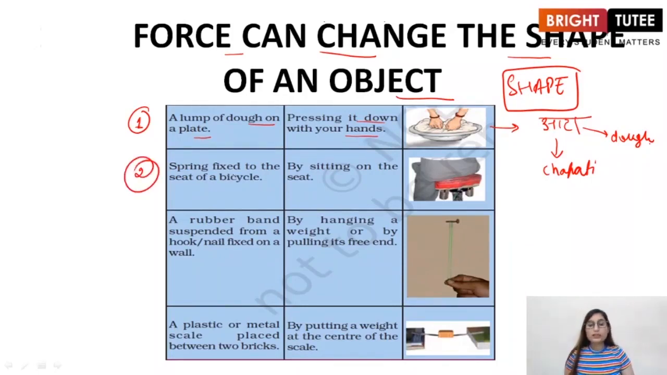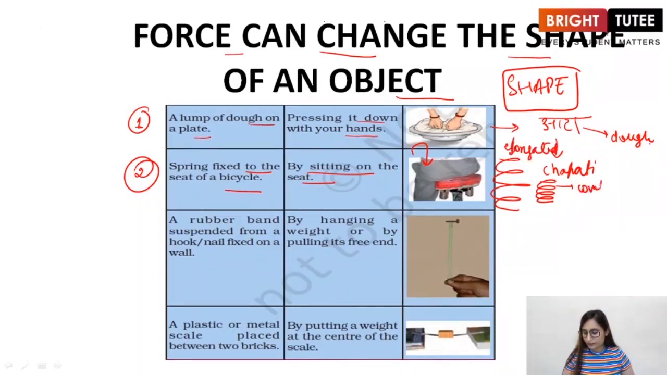Second example, spring fixed to the seat of a bicycle. There is a bicycle and there is a spring under the seat of the bicycle. When you sit on the seat of the bicycle, the spring which was elongated earlier compresses, right? It becomes smaller in size, right? So yes, it is changing its shape which was earlier elongated. Now it is compressed.